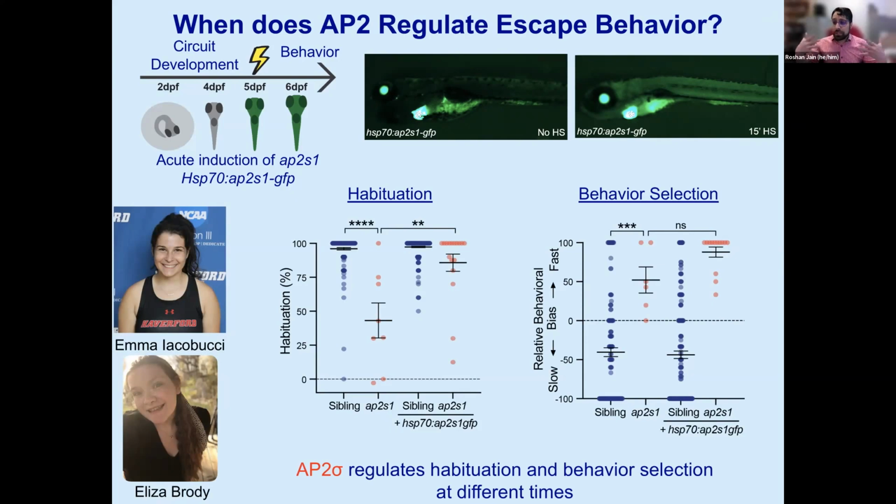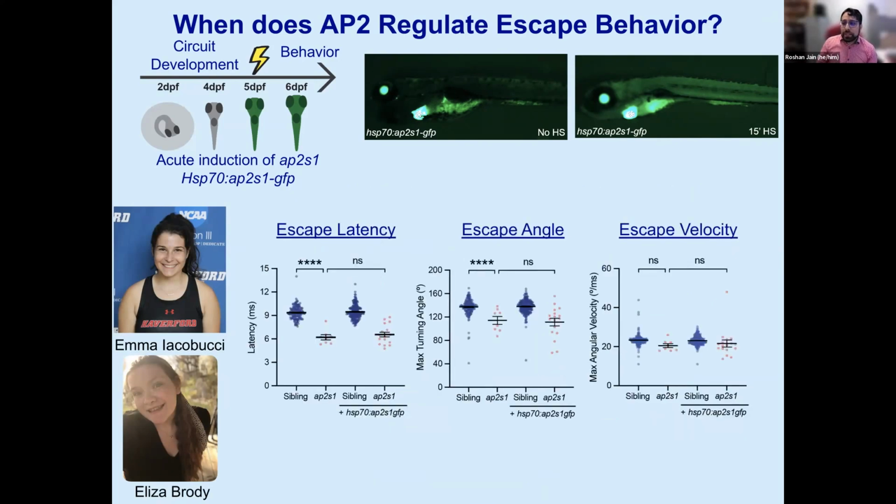Then, since we're already on the path of this, we looked at the performance aspects of this fast escape response. And what we found was that unlike with the neural situation, none of those behavioral parameters were rescued by this acute expression of AP2S1. And so that suggested to us that AP2S1 is regulating escape kinematics in a developmental way rather than an acute way.